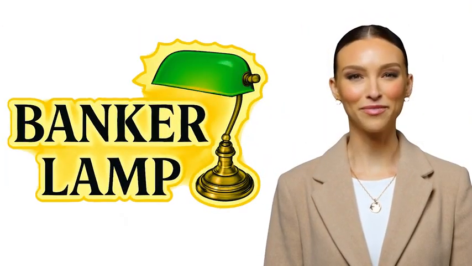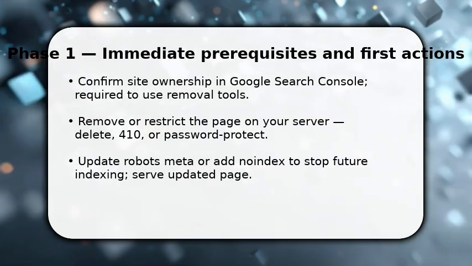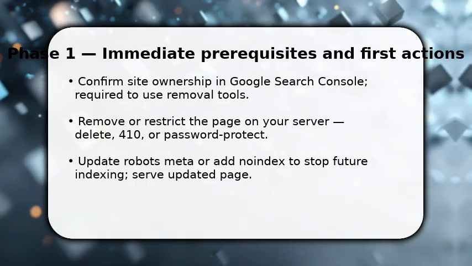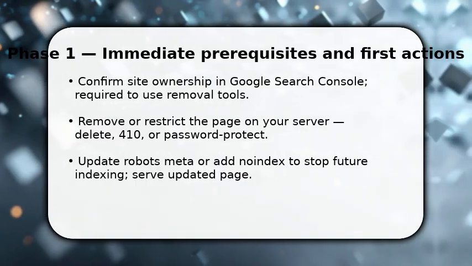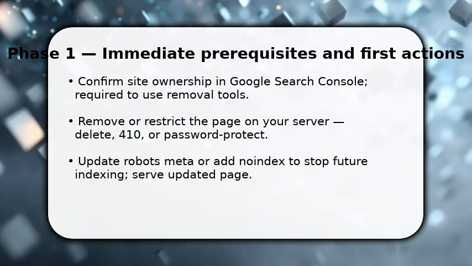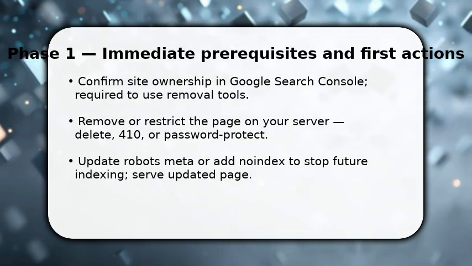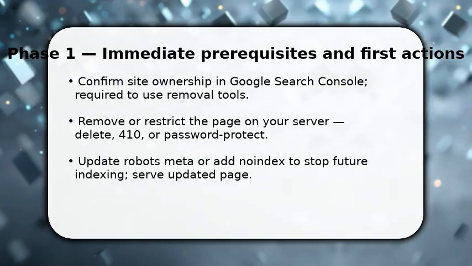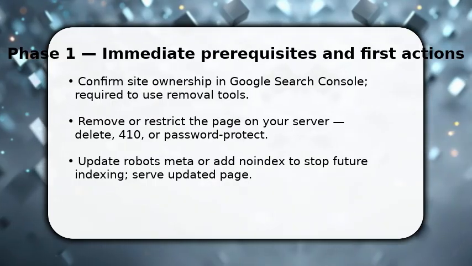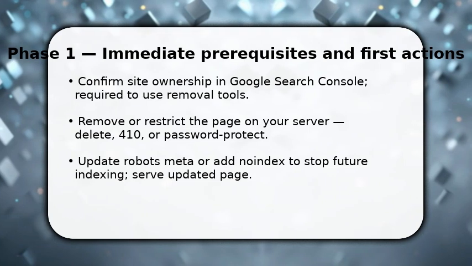Please enjoy the video. You start by proving you own the site in Google Search Console, because without ownership you cannot request removals. Once done, remove or restrict the URL on the origin server, return a 410, delete the file, or add password protection so content disappears from the web. Make sure to add a noindex meta tag or update robots if you want Google to stop recrawling. These steps change the source. They prevent reappearance and let Google recognize the content is gone.